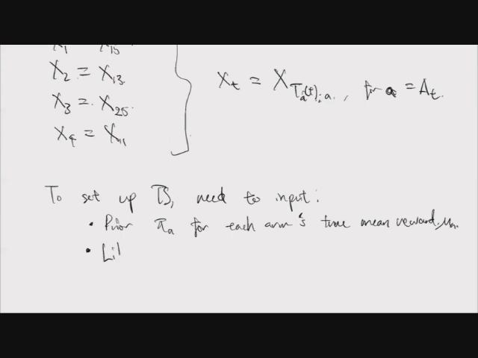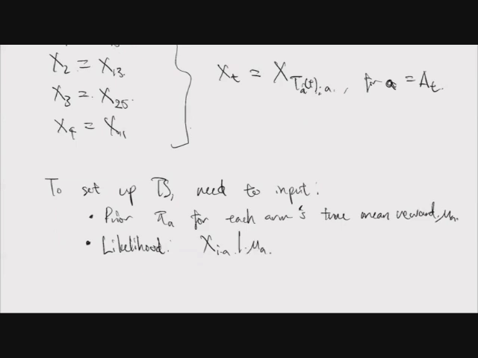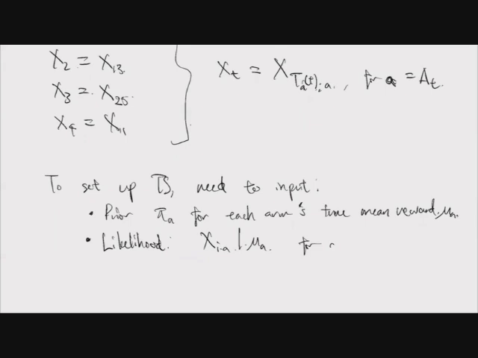And then we also need a likelihood, which would be the distribution of X given mu A. Here we need one of these for each of the arms.